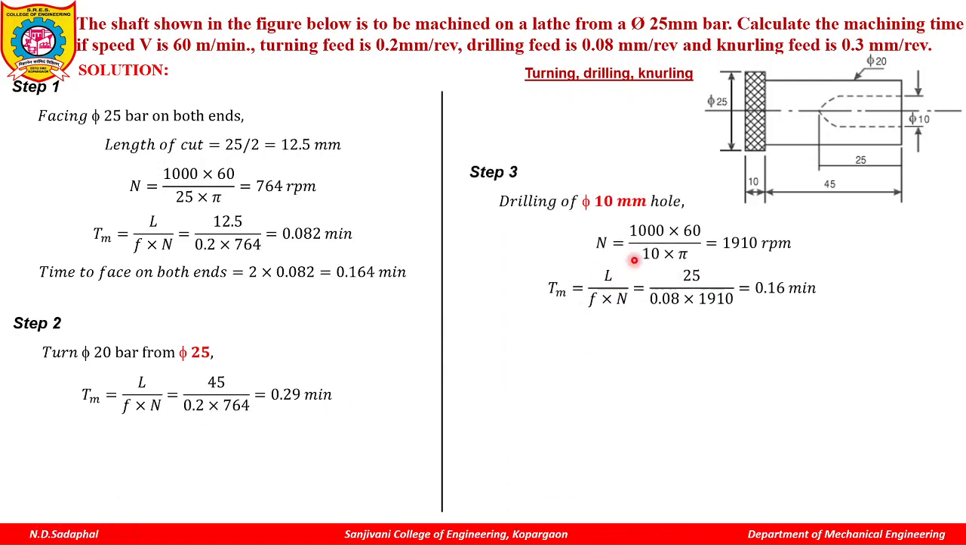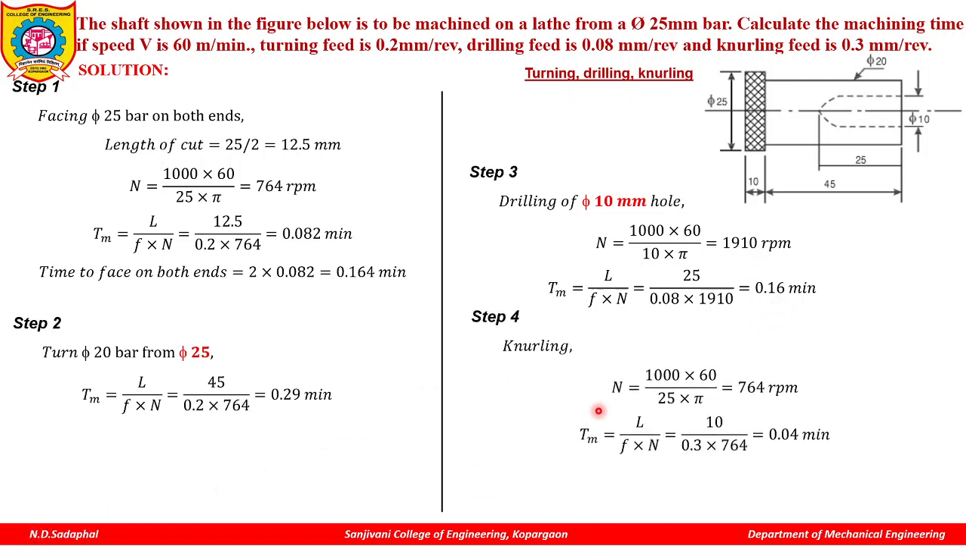Then next is the drilling process. This drilling operation we have to do. So for the drilling operation, again N we have to find out first. N equal to 1000 into 60, again V is given, the speed of the workpiece, upon 10 into pi, D into pi. Diameter, how much diameter we have to do? A 10 diameter hole we have to produce. So 10 into pi, we will get the RPM. So Tm equal to L upon F into N. So the length of drilling is 25, upon F for drilling, given 0.08, into the N we have calculated. So we will get the time.